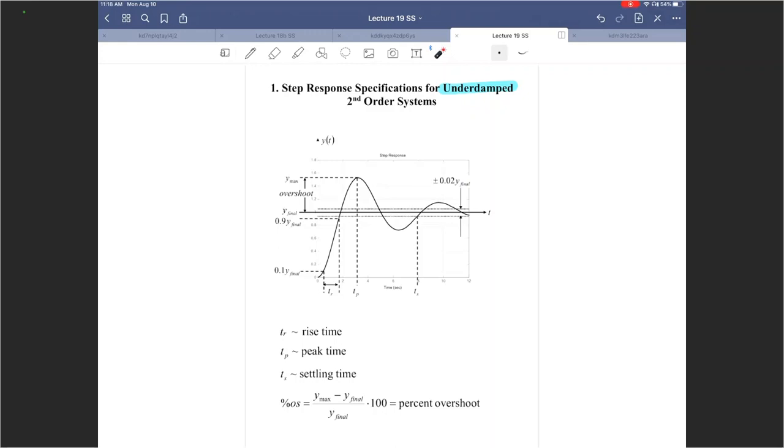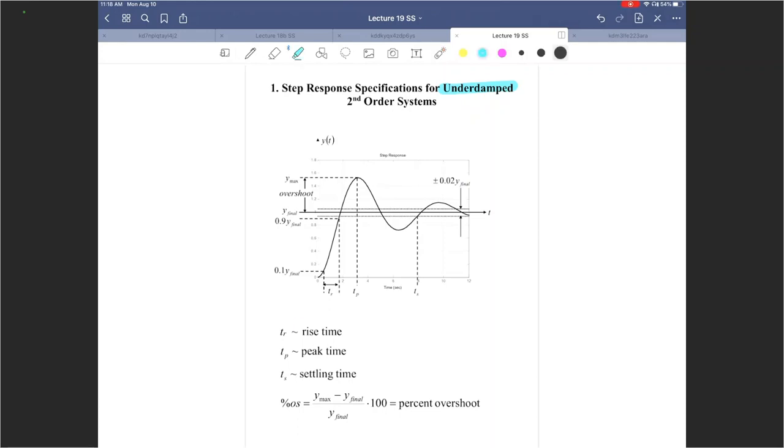So for this kind of a response, we can find a few parameters. The derivations of these parameters are provided. However, my goal is to just walk you through how we are deriving it, not all the details of the derivation. I will just talk about how we did the math, not walk you through the math completely. One is the rise time.